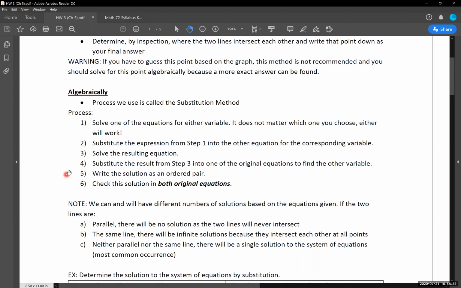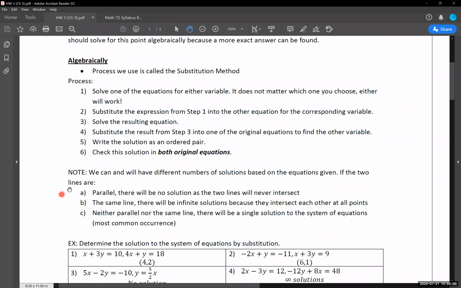Now, it should be noted that as we are following this process, we have 3 different potential answers that can come out of this. And I believe we saw this at the very beginning of this quarter when we were classifying or finding classifications of equations or solutions to equations. We can either have instances where we have 2 lines that are parallel to one another, which means there will be no solution as the 2 lines will never intersect.